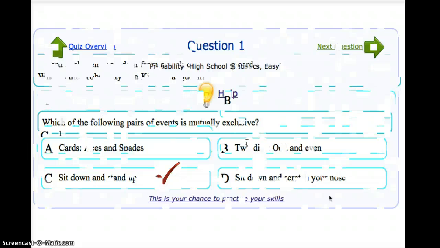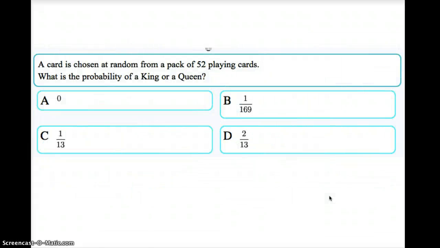Okay, let's move on to the next question. A card is chosen at random from a pack of 52 playing cards. What is the probability of a king or a queen? What about this probability? Is this a mutually exclusive or not mutually exclusive? This is not mutually exclusive. So let's see what the answer is. I hope you already have an answer. The correct answer is 1 out of 13.